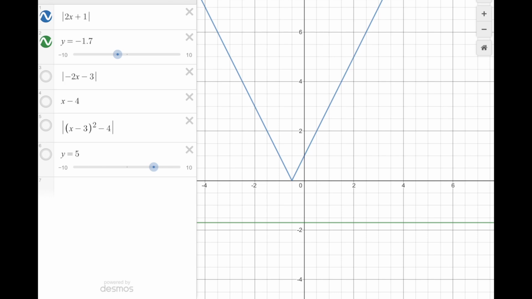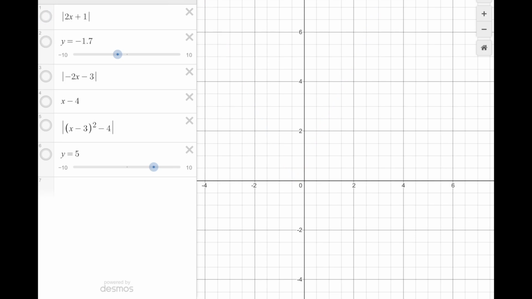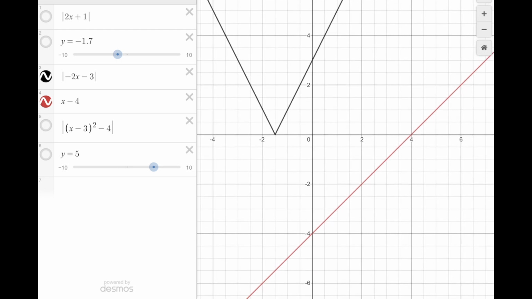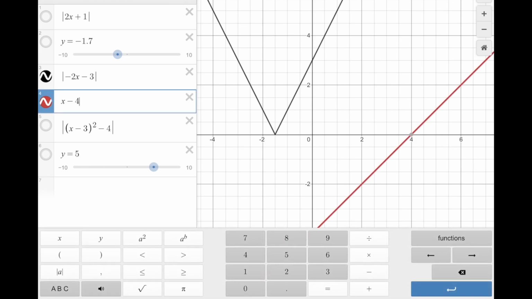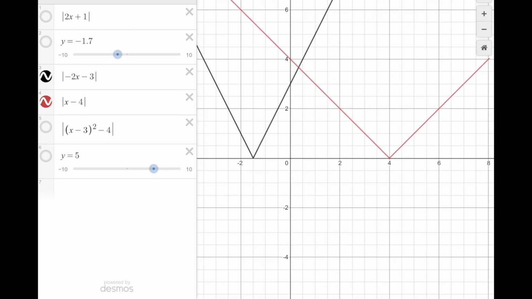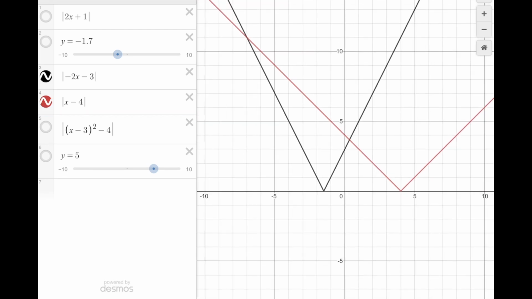Something we can also have in the one that we just did, where we had the absolute value of negative 2x minus 3 and x minus 4, we can see those two lines never cross. Something that we didn't get into in this video, but that can happen, is you might end up with cases where you have more than one absolute value. If I turned that x minus 4 into an absolute value as well, we'll see, oh okay, now all of a sudden it does have solutions. It's actually going to have two.